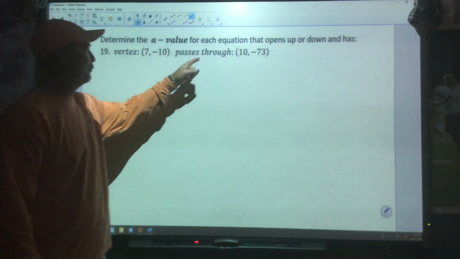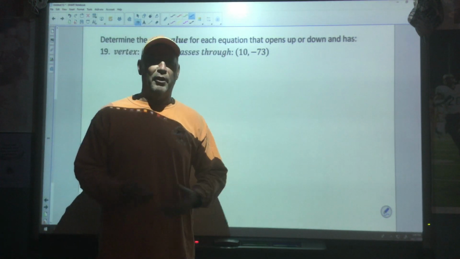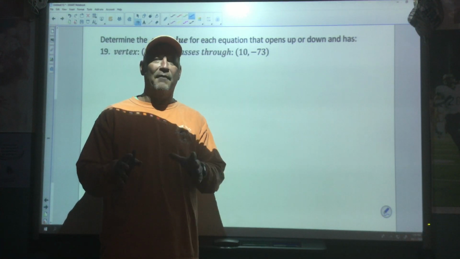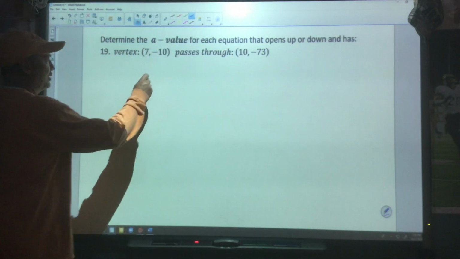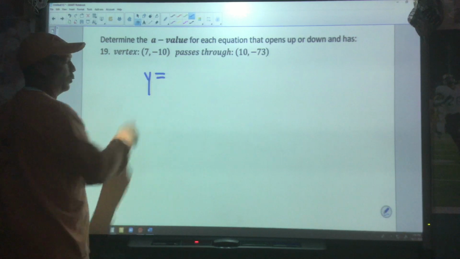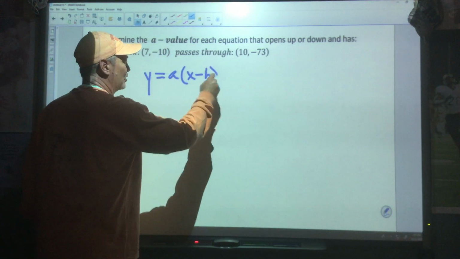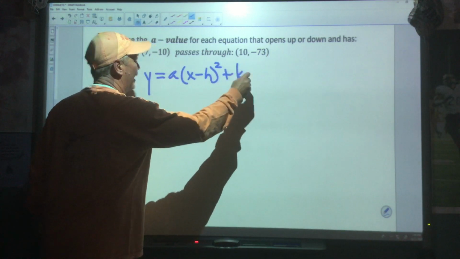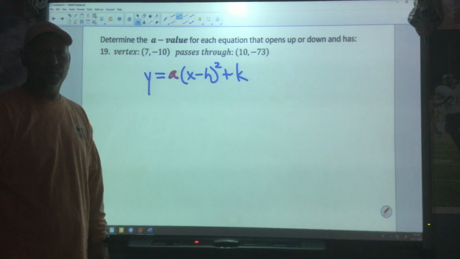Determine the a value for each equation. It's just a spin on what we did at the very first of the review, but we just want the a value only. The a value only is like this. We say that y equals a times (x minus h) squared plus k. We're looking for that guy only. All we want is the a value.